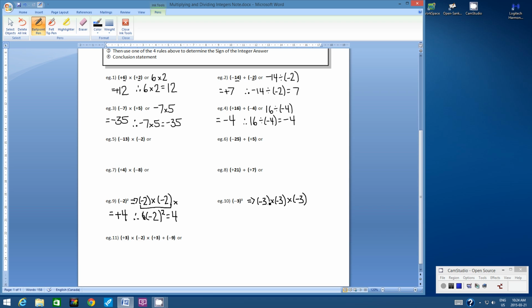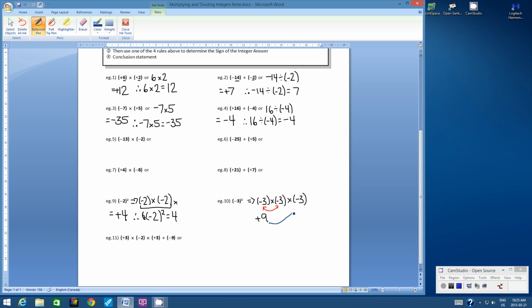Okay? So this is the first time where we're actually multiplying or dividing more than 2 numbers together. So all I want you to do is treat this as 2 different questions. So let's do the first part. Let's do this step first. So negative 3 times negative 3. Well, what is negative 3 times negative 3? Well, 3 times 3 is 9. And then a negative times a negative is positive. Okay, so now we have the answer for the first part of the question.